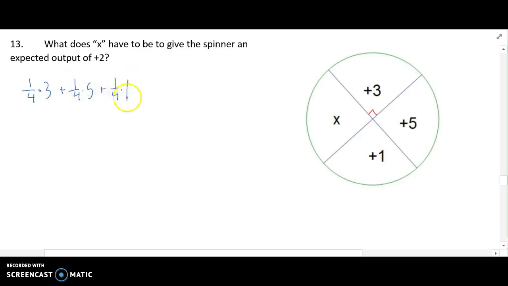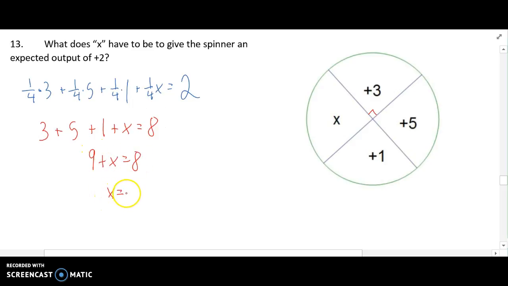We have 1/4 of 5, 1/4 of 1, plus 1/4 of x, and all of those together we want to come out to equal 2. I don't like the fact that everything here is times 1/4, so if we multiply all of these terms by 4, we'll just get rid of all those fractions. 3 plus 5 plus 1 plus x equals 8. 9 plus x equals 8, so x equals -1.